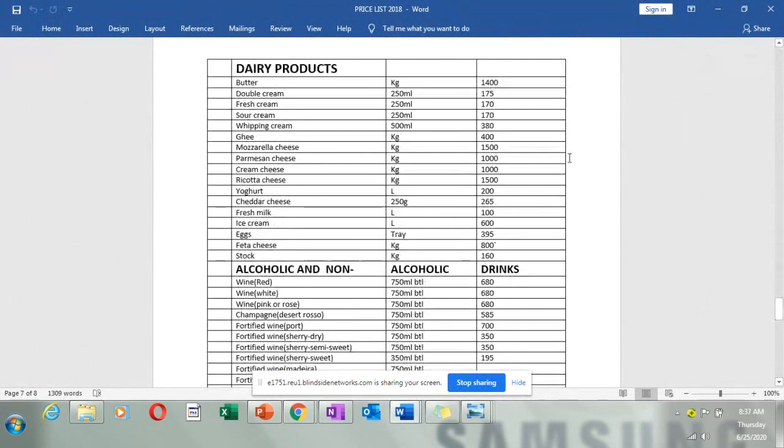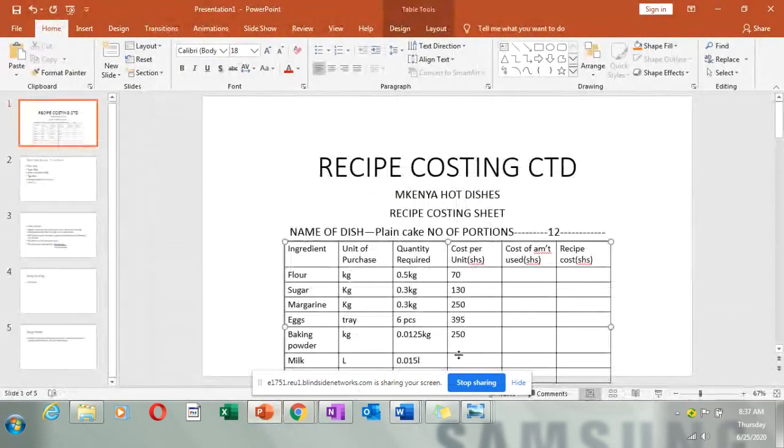Milk 1 liter was, can you see milk? Fresh milk 1 liter is 100 bob, isn't it? Okay, so there we go, and post our 100 shillings. So then now you're supposed to multiply quantity required column with cost per unit column to get the cost of amount used. So 0.5 kgs times 70 gives us 35 shillings, isn't it?